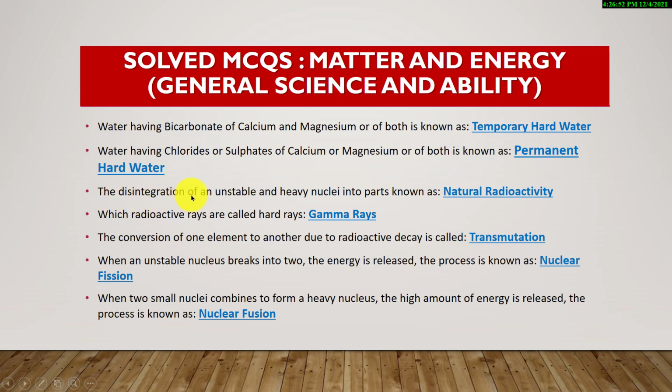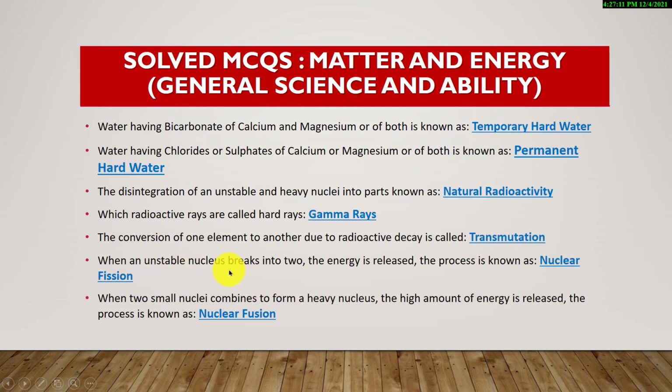The disintegration of an unstable and heavy nuclei into parts is known as natural radioactivity. Which radioactive rays are called hard rays? Gamma rays. The conversion of one element to another due to radioactive decay is called transmutation.